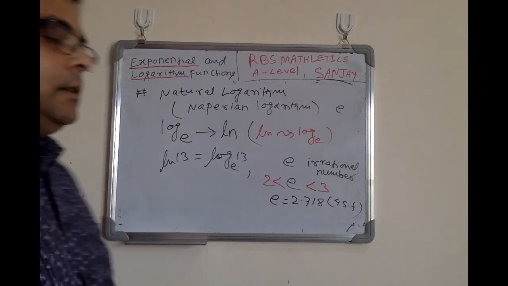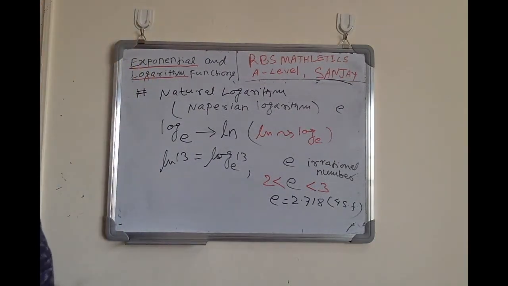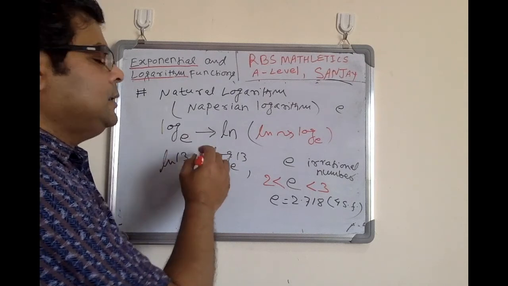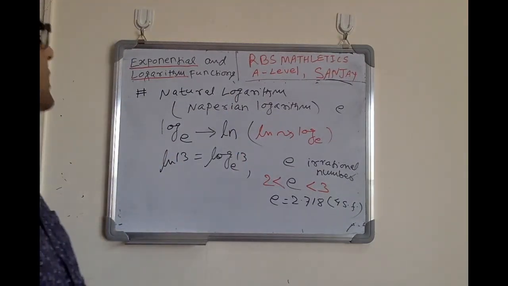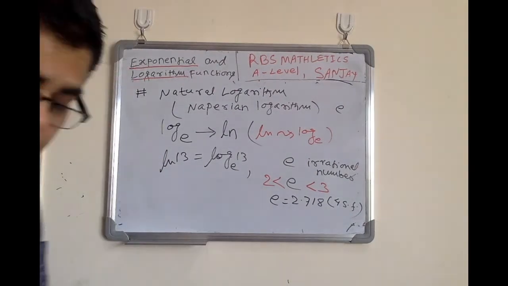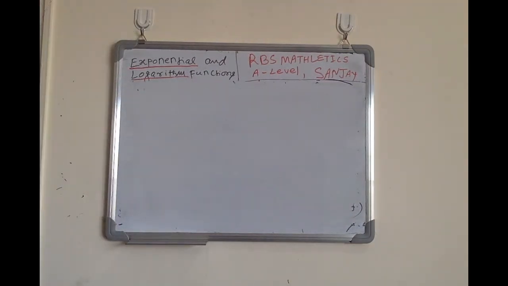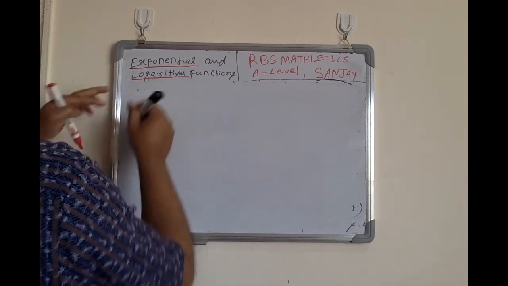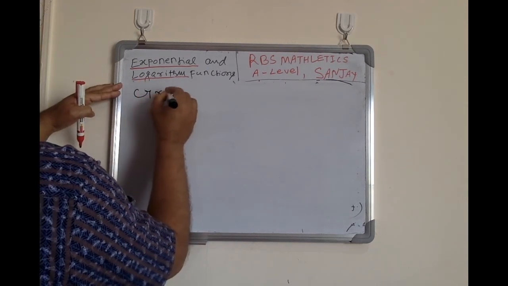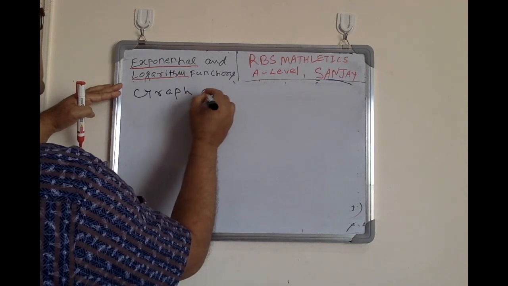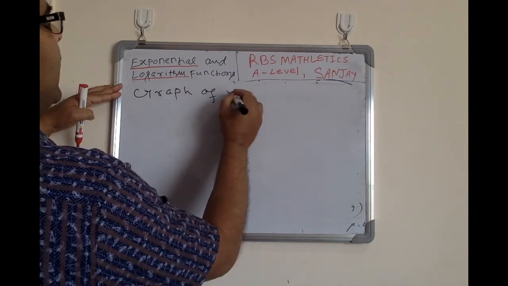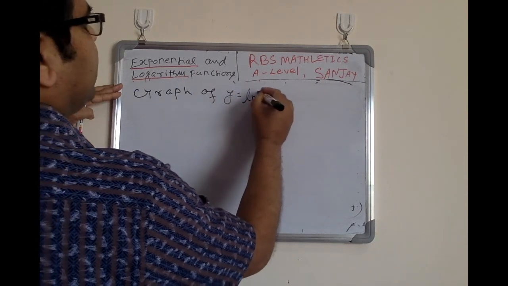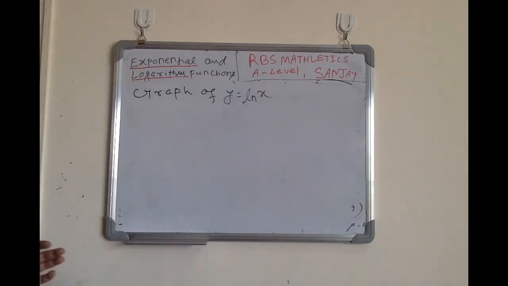The only difference is that in this case we always use the base as e, unlike the other logarithms where the bases are different numbers. I will now discuss some examples. So before discussing this list of examples, let's see the graph of y equals ln x. Graph of y equals ln x.